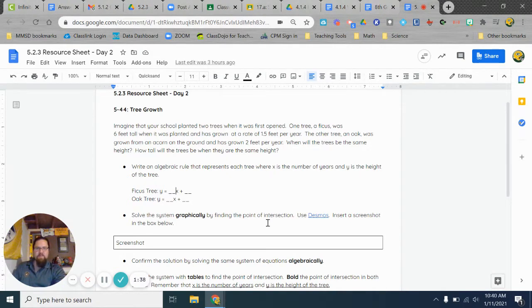Once you have the equations, the first thing says solve this system graphically. To find the point of intersection, use Desmos and insert a screenshot. So remember, you're going to try to find where the lines cross each other. We call that the point of intersection. And that is the solution to the system of equations.